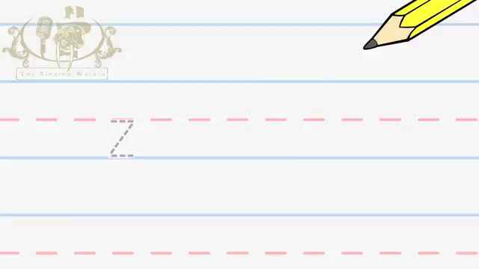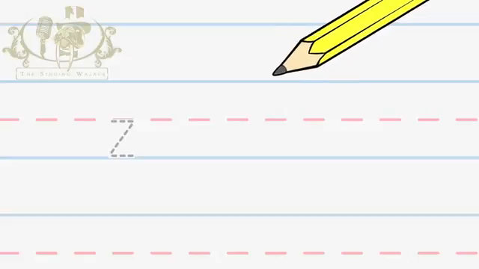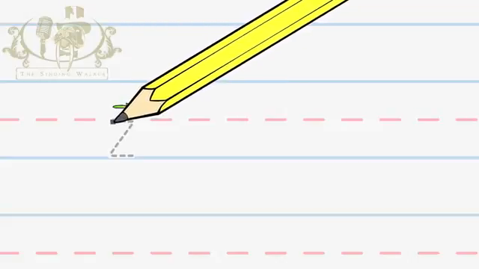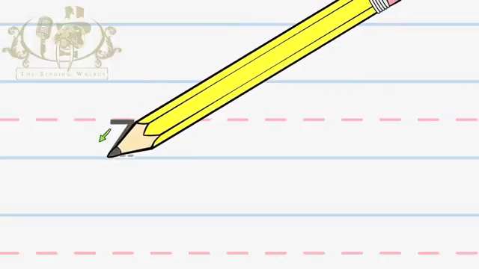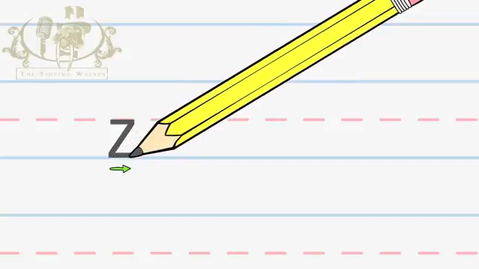That's the small z. Start in the middle and make a line across to the right. Next, make a line down to the left. Now, make one more line across to the right.